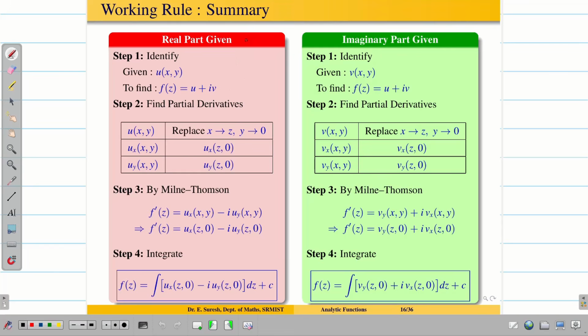The working procedure for real part or imaginary part is given. Step 1, we have to identify whether the given problem is real part or imaginary part. Step 2, we have to find the corresponding partial derivatives. Step 3, by Milne Thomson's method, we use the formula. Step 4, we have to integrate f dash of z on both sides to find the analytic function f of z. In today's session, we are going to see a different problem.